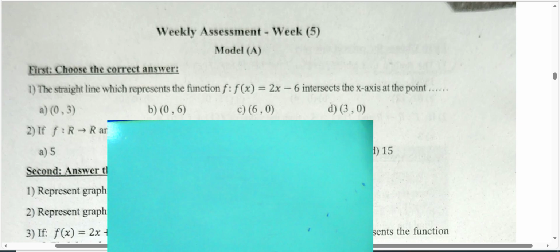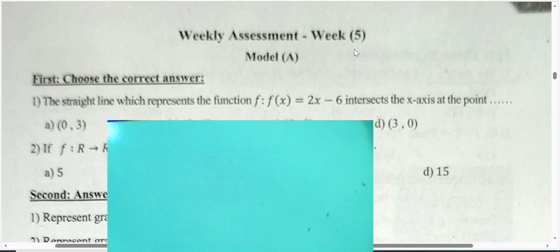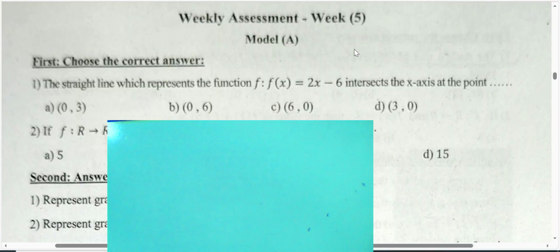Prep 2. Today we'll explain weekly assessment number 5 from performance day and assessments from the second book. First question, choose the correct answer. The straight line which represents the function f of x equal to x minus 6 intersects the x-axis at the point what?